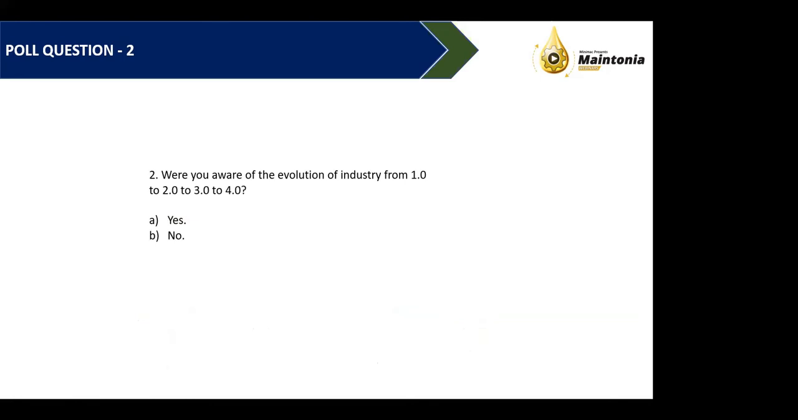Yes. Now I just wanted to float this question: how many of us were aware of Industry 1.0, 2.0, 3.0, 4.0? Just say whether we were aware of this entire revolution or not. This is the question. 4.0 is known to everyone, no issue. But were we really aware of 1, 2, 3?